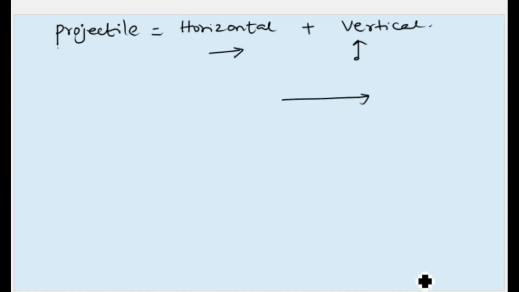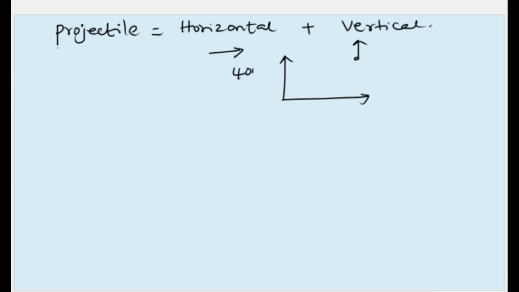Projectile motion is equal to horizontal motion plus vertical motion. So why? We are studying 2D motion as two independent 1D motions, one along the x-axis and one along the y-axis. Why? Because these two motions are perpendicular to each other. Two perpendicular motions always take place independently of each other.